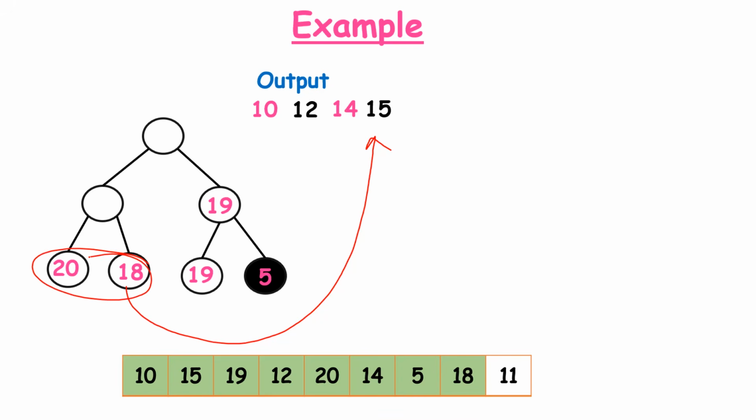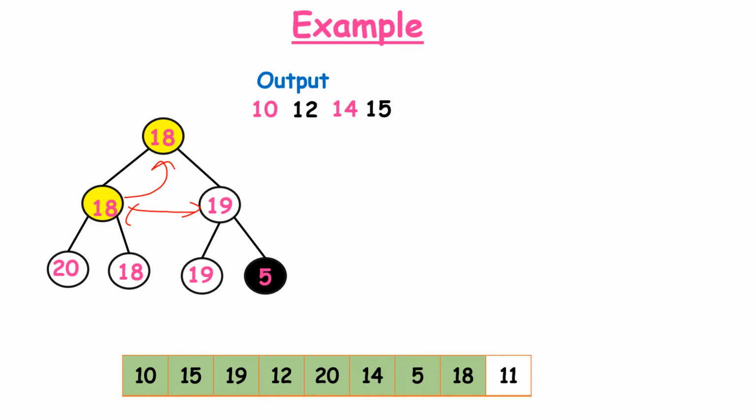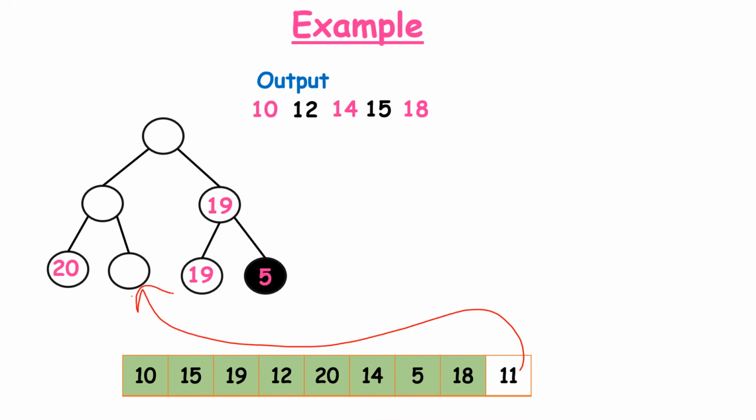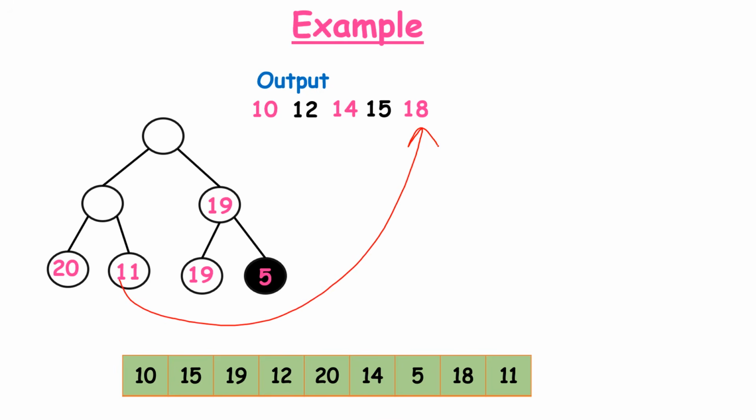Okay, among 18 and 20, 18 will be winner. Among 18 and 19, 18 will be winner. So final winner will be 18. We will output it, clear its position. We have one empty position. We will load our last element at this position. Okay, 11 is loaded. Compare 11 with the last outputted value. Since 11 is smaller than 18, we will block this element. We will disqualify this element.